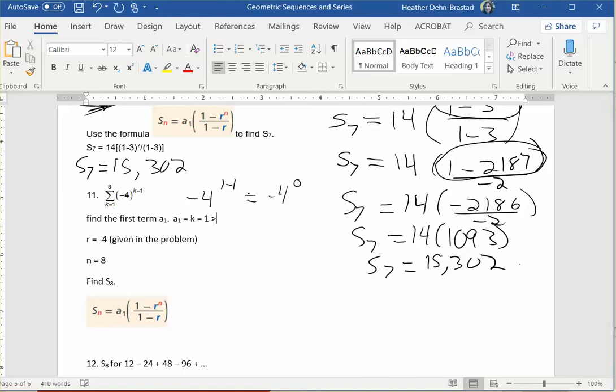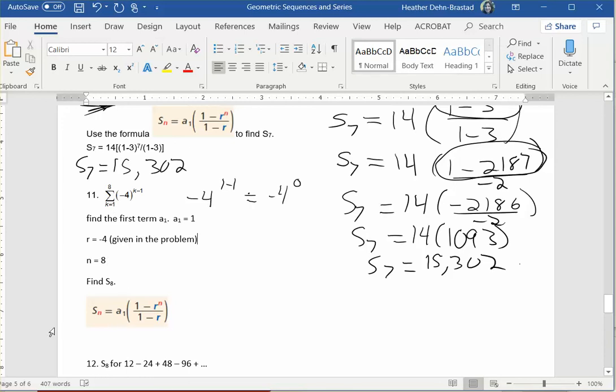So this equals 1. So a sub 1 equals 1. Not 4, not negative 4. Because when k is equal to 1, I got negative 4 to the 0, which is 1. All right. R is the part that is being raised to the power. This is r, negative 4. So that's what we're going to use for r. They want the n to be 8 because they want from 1 to 8.